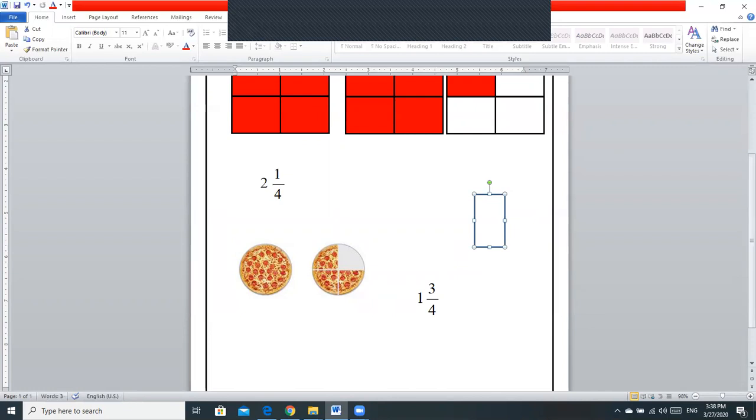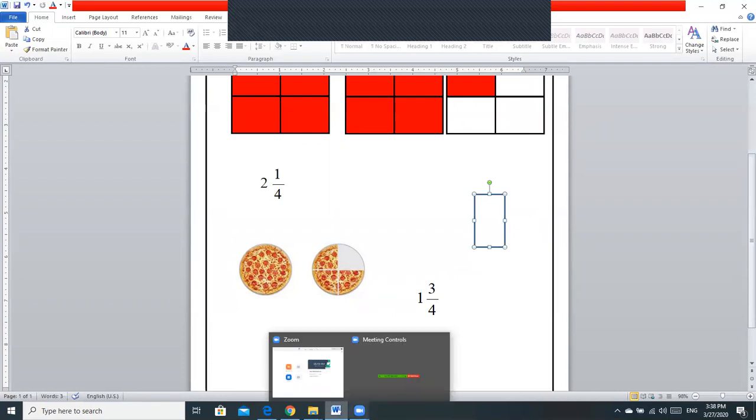Let's go to page 48 in your workbook and answer this page together to understand more what's meant by mixed fraction. So please go now and bring your books. Page 48, the workbook. Pause this video until we come.